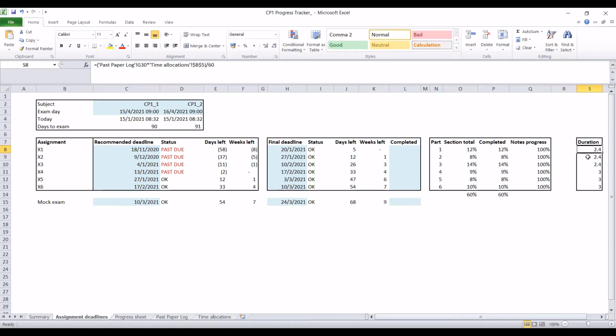And then over here, I've also got the duration of each assignment based on the number of marks that are allocated to that assignment. But all this is related to information on the progress sheet. So you don't have to fill in anything over here. Unless you've got a different number of chapters, you might need to just check that the formulas are summing the correct things once you've changed your input details.